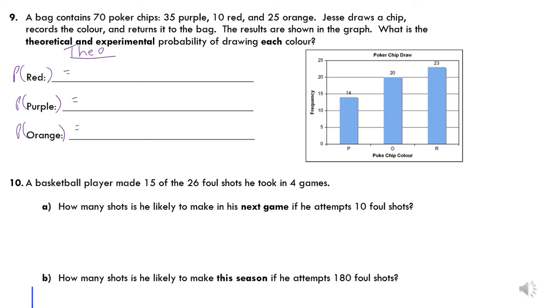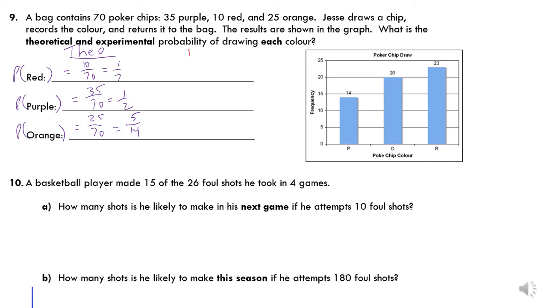So theoretically, 10 are red out of 70. 10 out of 70, leave it as a fraction, 1 over 7. Purple, there are 35 out of 70, theoretically, that reduces to 1/2. And then orange, there's 25 out of 70 chips. And if we reduce that, you should get 5 over 14. And again, you have choice if I don't tell you. So if you don't like fractions, you can make those all percents if you want.